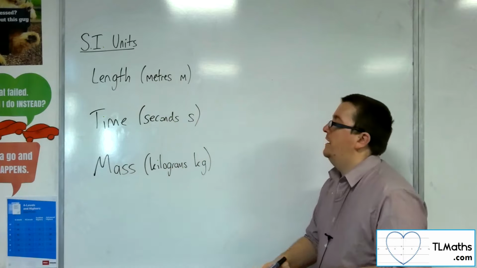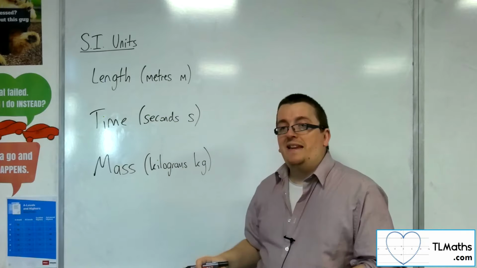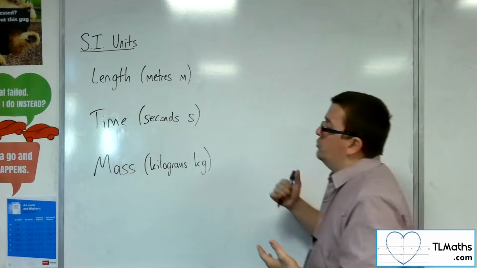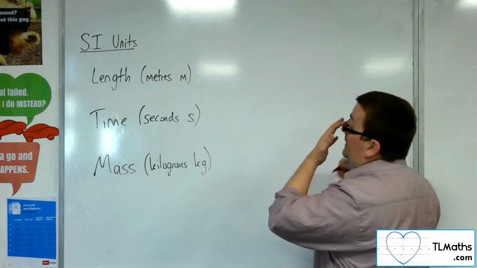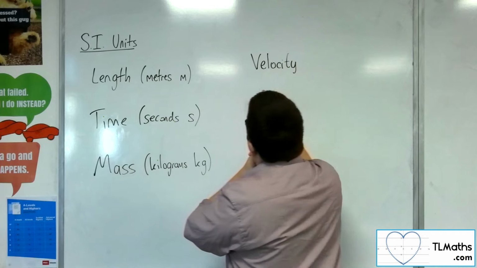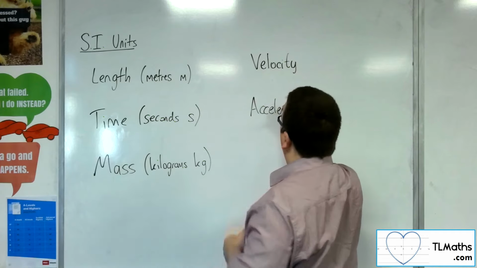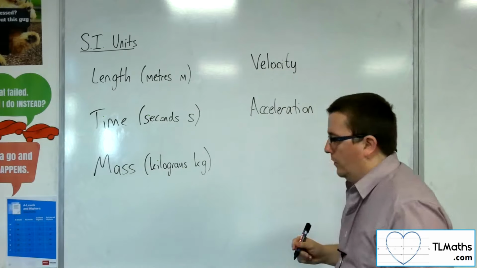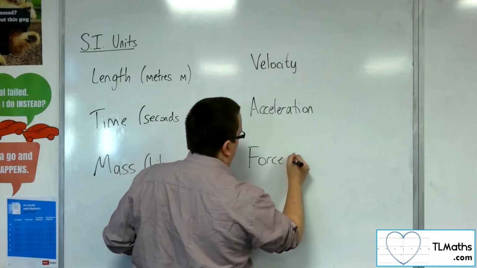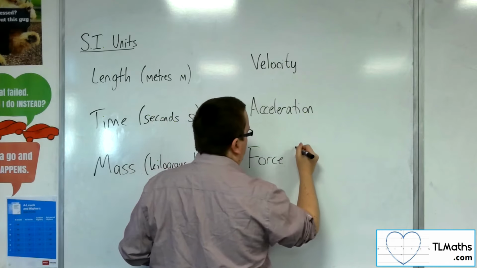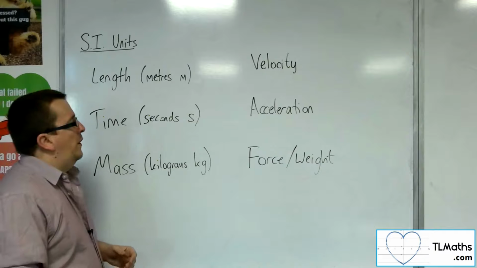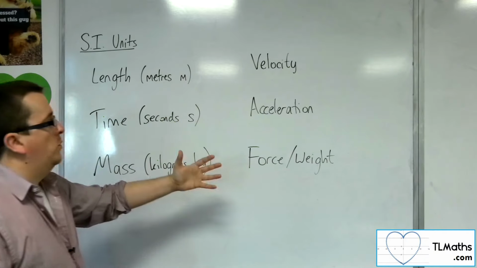Okay. And it is from these three that we then get derived quantities, okay? So the derived quantities that we end up using include velocity, acceleration, okay? And, force. Forces, weight is one of them, for example. Okay, so these are the main derived quantities that we get.